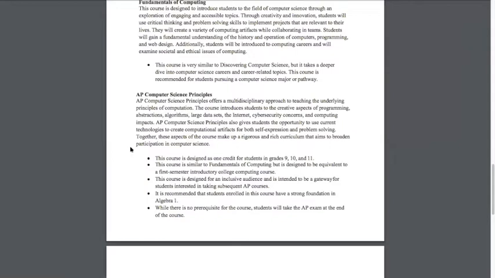So it's also designed to be inclusive. The course is designed to be very inclusive of a variety of students. They advertise and they encourage honors level students to take this as their first course into AP. It's designed for a lower age range, so 9th and 10th graders can be successful in this AP course. It's very similar to Fundamentals of Computing, but it's equivalent to a first semester introductory computing course, what a lot of colleges call CS0.